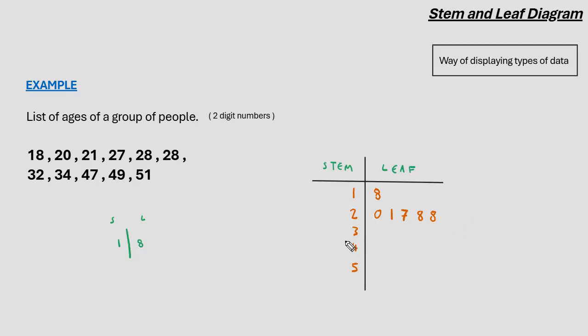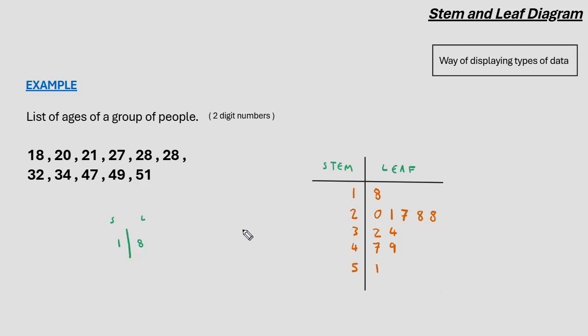And if we move on and look at 30s, we have 32, also another person aged 34. And with the 40s, again we only have 2 people, one is age 47, one is age 49, and the oldest person in the group is aged 51.